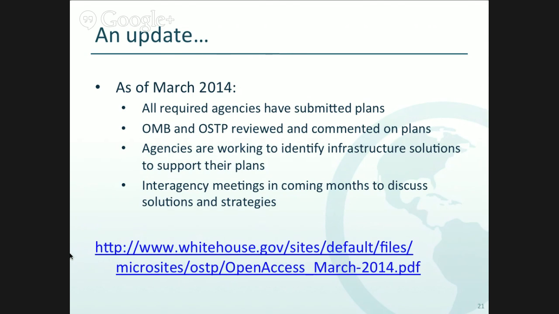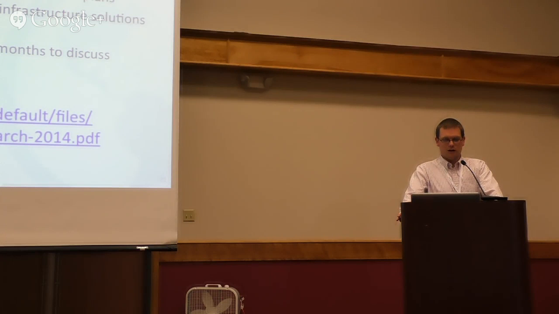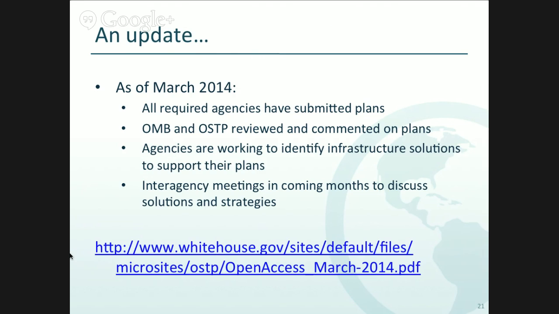So here's an update. What I was alluding to before with the recent news is, as of March, there was a new announcement from the White House Office of Science Technology Policy, which indicated that all of the required agencies had submitted plans. Office of Management and Budget and OSTP had reviewed and commented on these plans. The agencies at this point were working to identify infrastructure solutions to support the plans. So on the agency side, they're trying to figure out, now that we have this requirement, or that we will have this requirement, how can we actually make it easy for people to adhere to it? And then there would be continued meetings and conversations in coming months to figure out how to deal with these solutions and strategies. So this is a link to the specific press release about this.